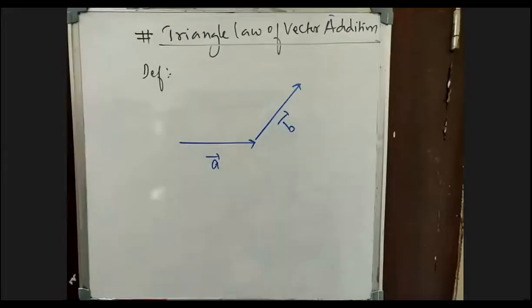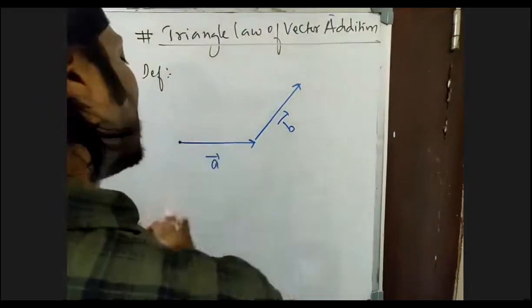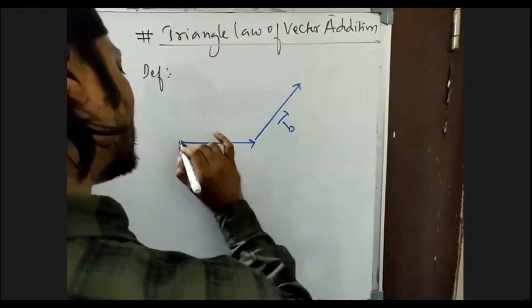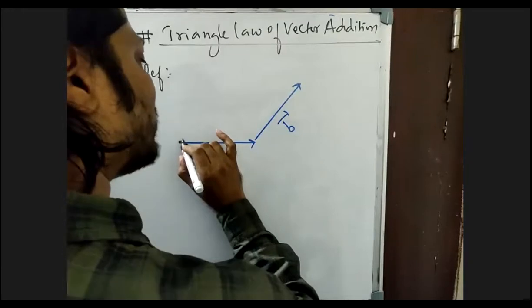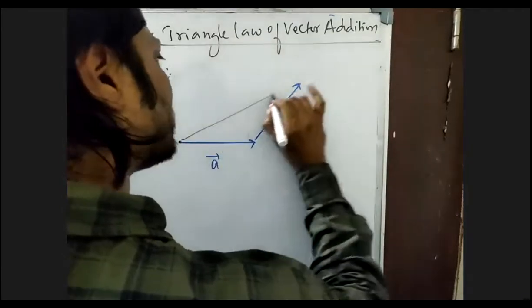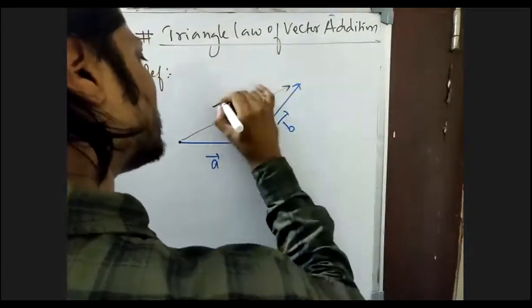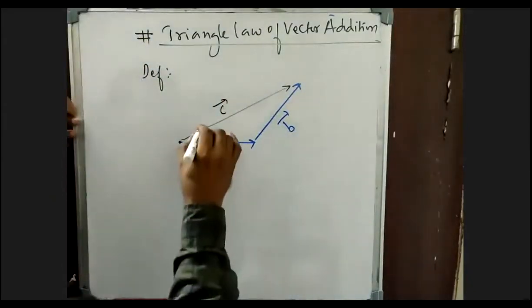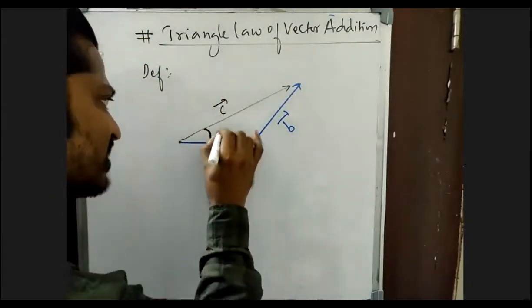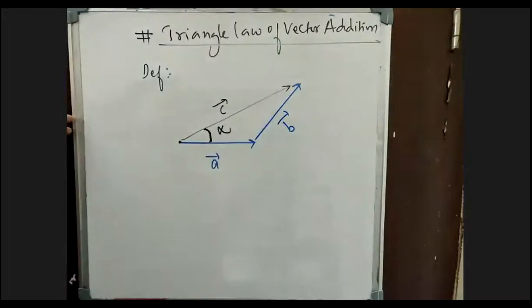The resultant of this will be given by attaching a third vector, taken from the tail of the first vector to the head of the last one. This will be your third vector, that is C bar. And this C bar makes an angle with the first vector, which is known as alpha.